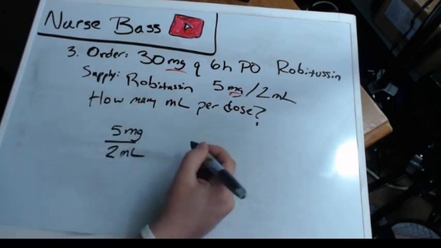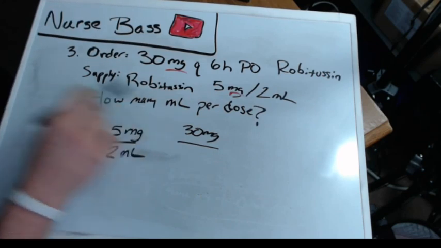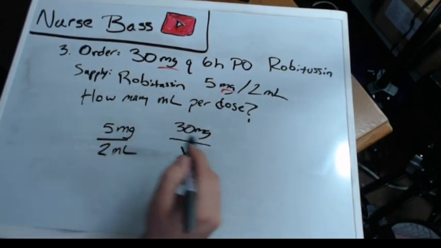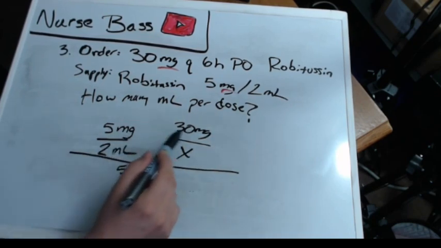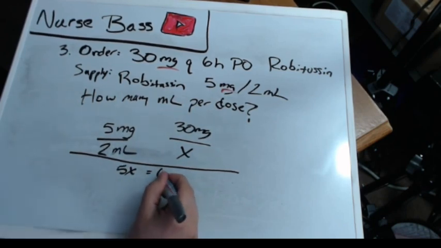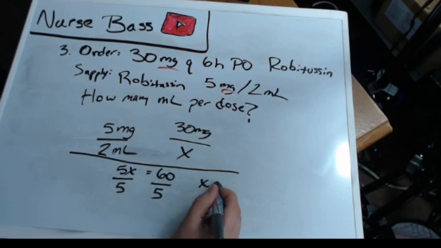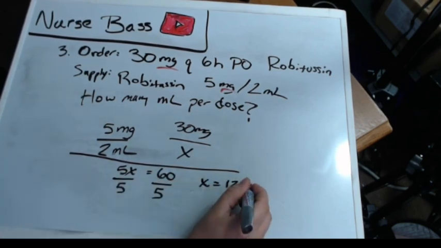So milligrams are up on top over here. We put milligrams on top over here. How many milliliters per dose? The milliliters are our unknown. So we put an X down there. Again, you cross multiply. 5 times X is 5X. 30 times 2 is 60. You divide by 5 on both sides. X equals, I should know this right off the top of my head, 5, 10, what is it, 12? 12 milliliters.